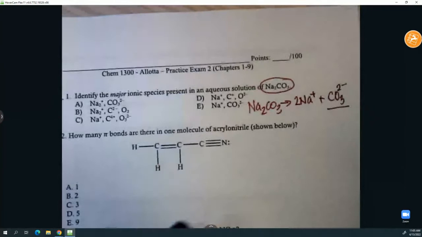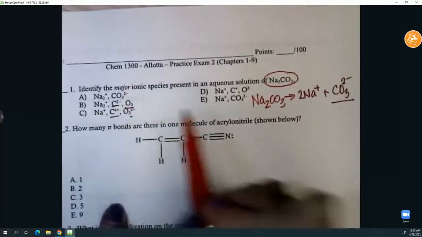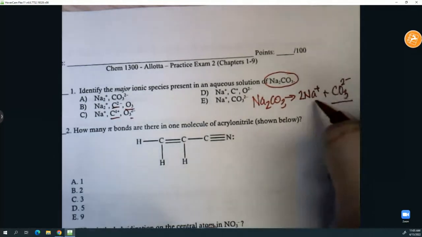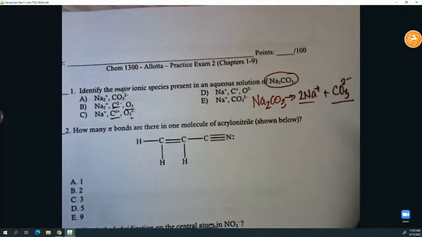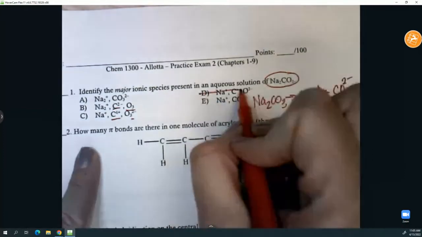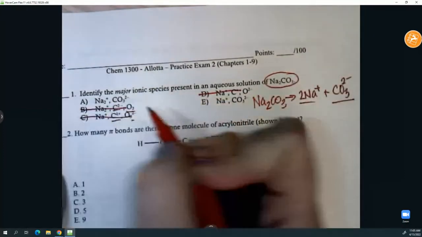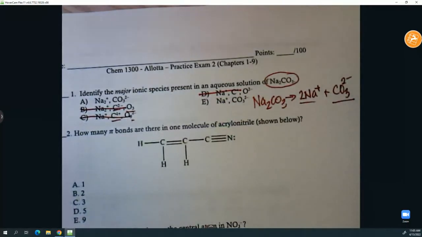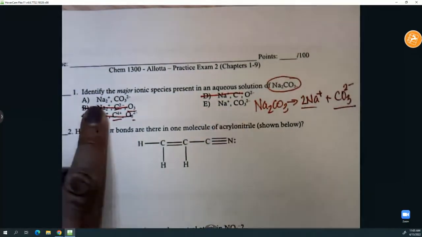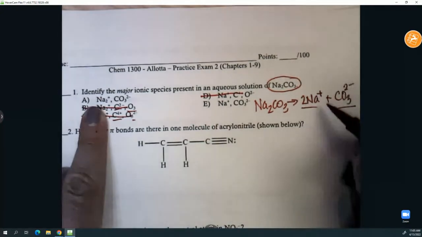You can see a lot of the choices are separating up the carbon and the oxygen. That's not going to happen. I'm going to get one type of cation, one type of anion. Now, there are 2 sodiums. Okay, so first of all, let me go back to the carbonate. That means I can narrow it down to not D, not B, and not C, right? Because I know the carbonate has to stay together. So my choices are Na2 2+ or Na+.